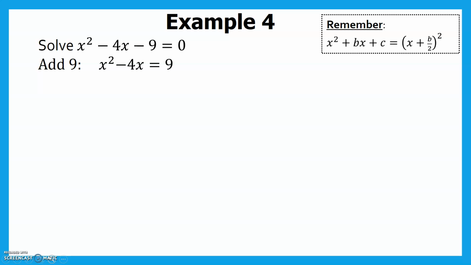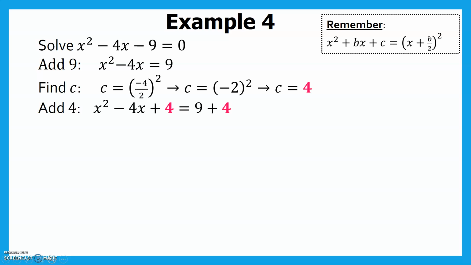I'm going to do the same thing that I did before. I'm going to find c. So that's negative 4 over 2 squared, which is just negative 2 squared. And when I square negative 2, I get positive 4, because remember that's negative 2 times negative 2. So make sure when you are squaring a negative, you're putting it in the parentheses on your calculator. So now I'm going to add 4 to both sides. So I get x squared minus 4x plus 4 equals 9 plus 4. So I'm still adding 4 because c came out to be a positive.